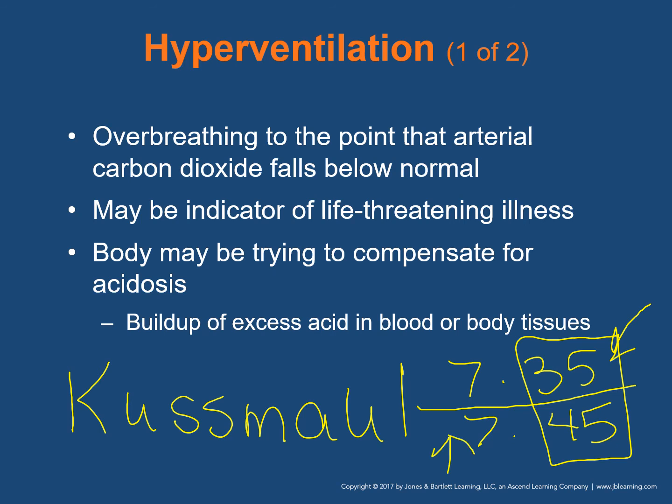So as we continue to overbreathe and our carbon dioxide levels go down, our pH is actually going to increase because we're blowing off our acid. Kind of think of carbon dioxide as an acid. If we're blowing it off, we're going to not have that acid anymore, and so we're going to be alkalotic.